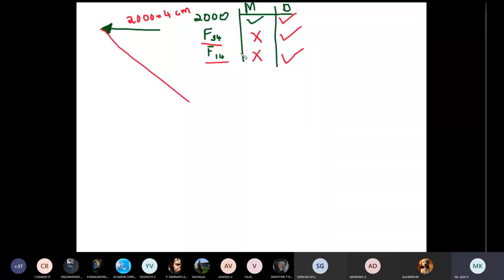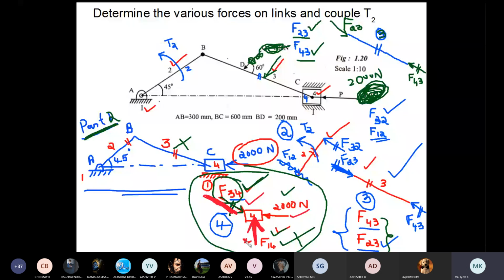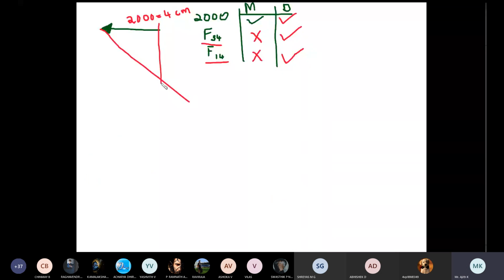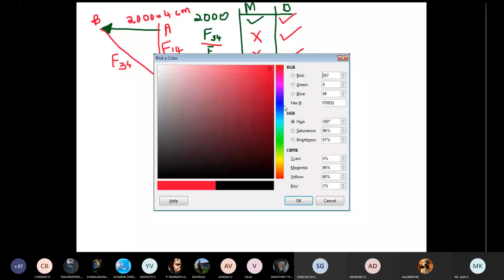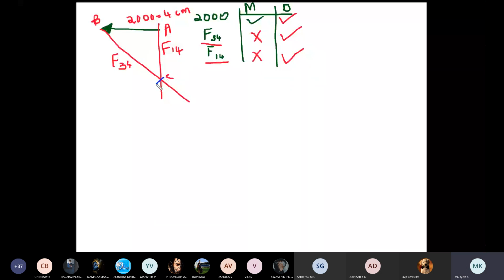And the last force F14, again its length is unknown, but direction is known. Direction is exactly vertical. If you refer to the previous diagram, the direction of F14 is exactly vertical. So from this point, we'll draw one vertical line. Now this intersection point, you can mark as point C, the starting point as point A, and the second point as point B. Now this line represents F34 and the vertical line represents F14. If you measure AC, you will get the magnitude of F14. If you measure BC, you will get the magnitude of F34. Not the total length, you have to measure up to point C.